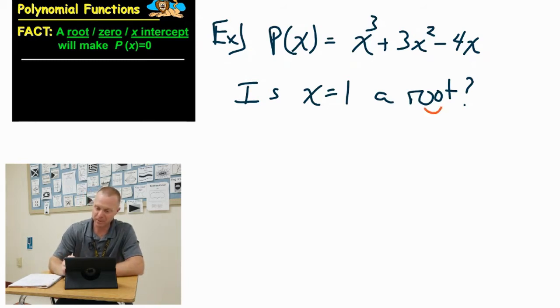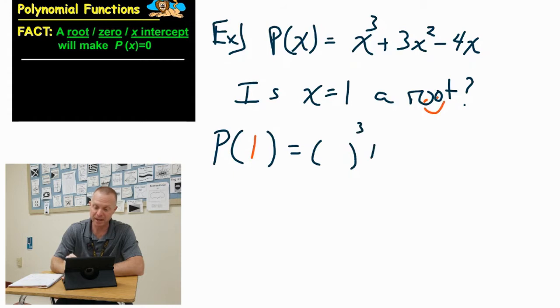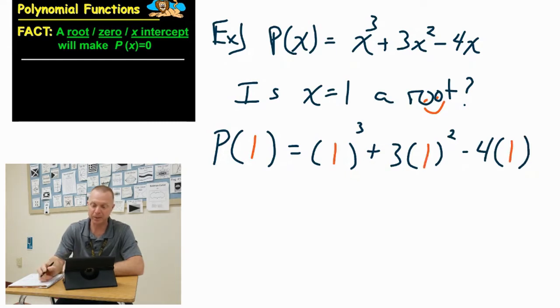Now, if we make the word root into a little smiley face, it tends to make people a little happier. But if we take the definition over here, all we're really doing is checking to see, when we plug in 1, do we end up getting 0? Okay, because that's what a root is. It's something that's going to make it equal 0.